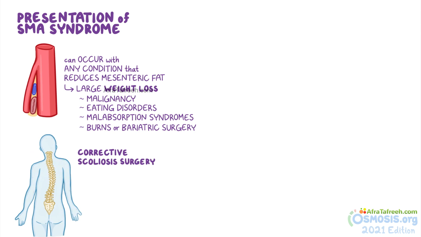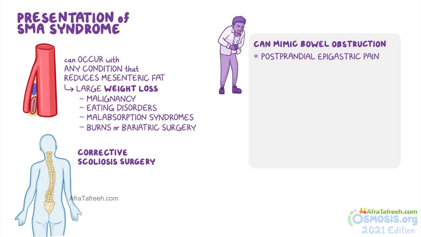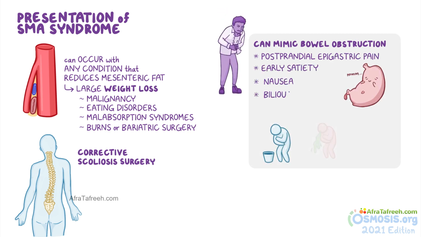Symptoms of superior mesenteric artery syndrome can mimic those of bowel obstruction and include postprandial epigastric pain, early satiety, and in more severe cases, nausea, bilious emesis, and weight loss.